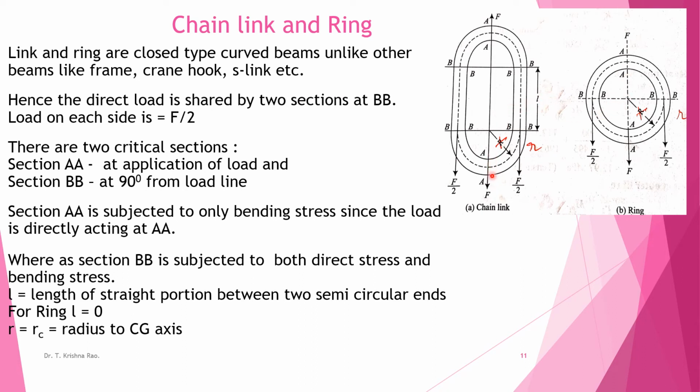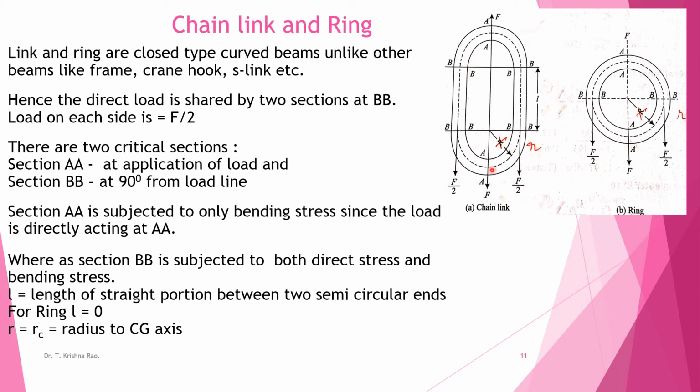There are two critical sections we consider here. One is section AA, where the load is acting. Section BB is perpendicular to the load line, at 90 degrees to the load line. Section AA is at the load line, section BB is 90 degrees to the load line. Section AA will have only bending stress, section BB will have direct and bending stress.